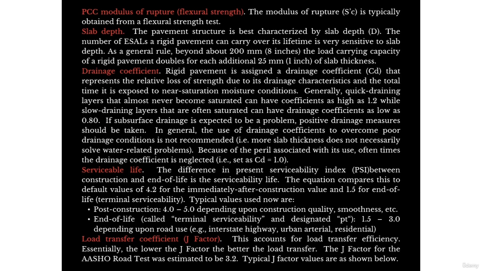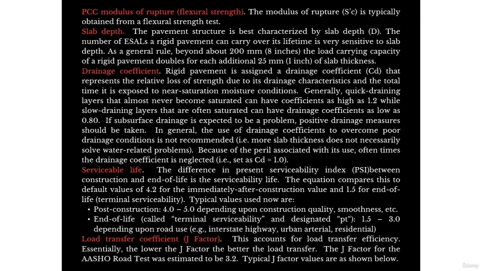So the serviceable life: the difference in present serviceability, like your PSI, between construction and the end of life serviceability. The equation comprises a default value of 4.2 immediately after construction and 1.5 at the end. It's also good to note the typical values used now. For post-construction, you can use 4.0 to 5 depending on the construction quality. Then end of life, it will be either 1.5 to 3 depending upon the road use. Is it a highway, urban, arterial, or is it residential?